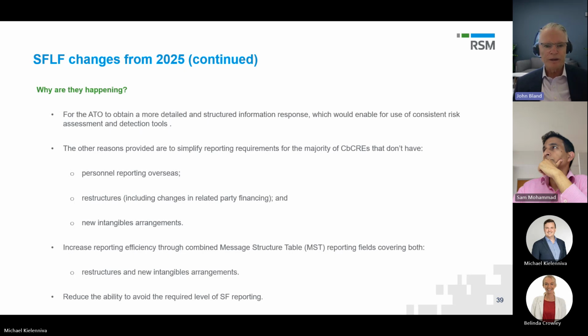However, if one of these things does apply to you, it will greatly increase the amount of compliance that needs to be done. There'll be detailed questions on each of the areas that need to be filled in and completed in the message structure table. So, Mike, if we go to the next slide, thank you.